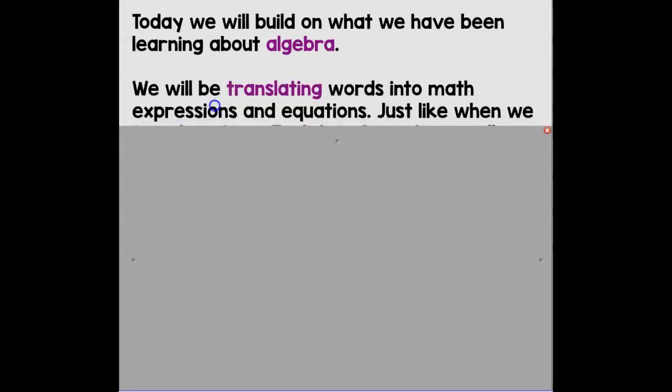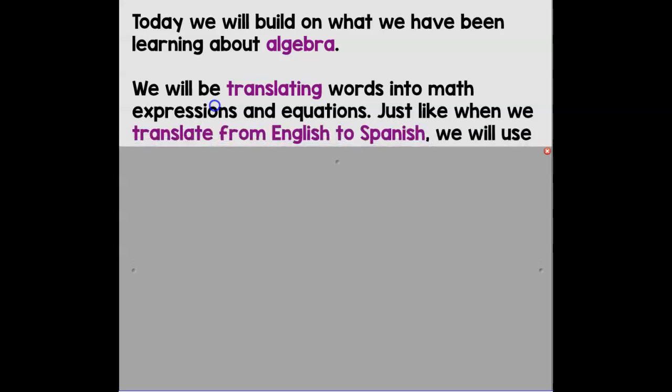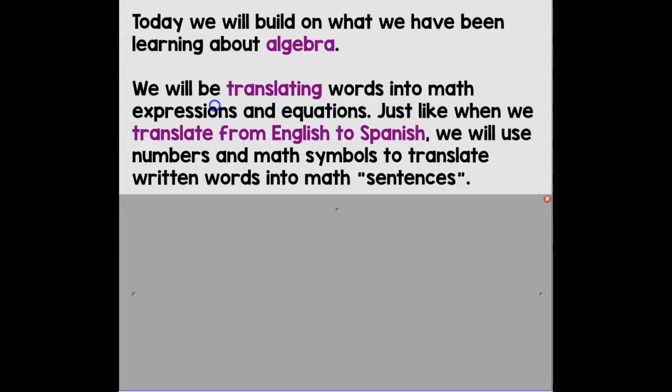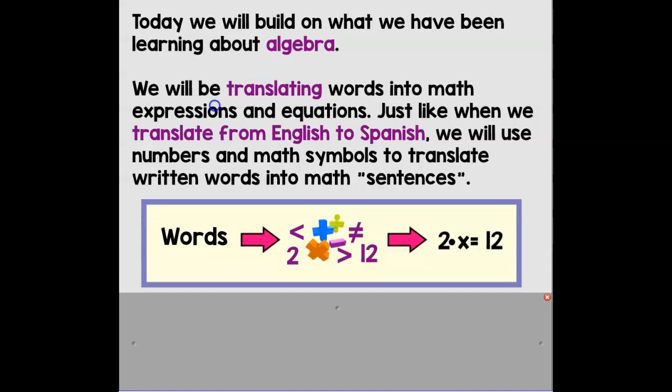We are going to be translating words into math expressions and equations. Just like when we're translating from English to Spanish in Spanish class, we're going to use numbers and math symbols to translate written words into math sentences. So if we think about it in a picture, we start out with words. You'd read something, then you're going to think about the symbols that are going to replace those words so that eventually you'll come up with an equation or an inequality that would take in those words and translate it into an equation or an inequality.